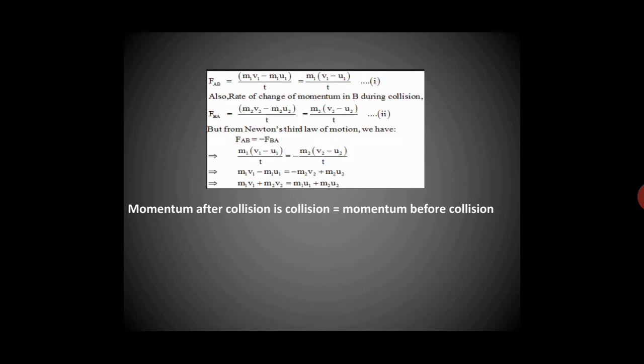But from Newton's third law of motion, since it is always about action and reaction, the force exerted on ball B is taken with a minus sign, that is, F_AB is equal to minus F_BA. Equating equation 1 and equation 2, we get the formula m1v1 plus m2v2 is equal to m1u1 plus m2u2. That is, the momentum after collision is equal to the momentum before collision. And this is what the law of conservation of momentum is all about.